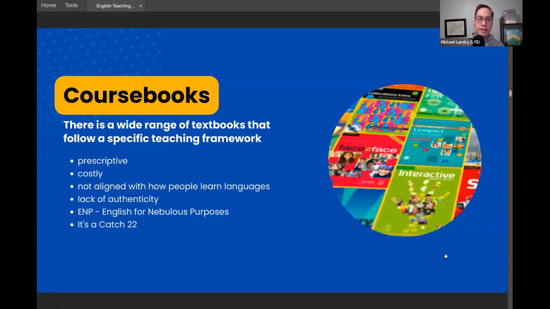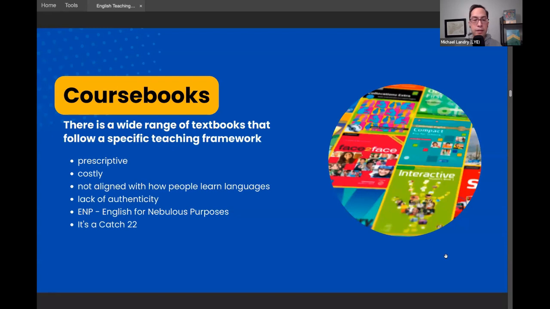But the issue is that a lot of teachers find that they're very prescriptive, that they set out with a very clear vision of how the lesson should progress. It doesn't really appreciate the individual needs of the learners that you're meeting with on a daily basis. Also, they're costly. And of course, not everyone has the financial resources as a teacher or a student to pay for these subscriptions or to get these resources.